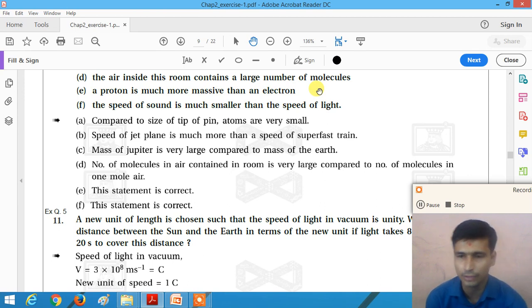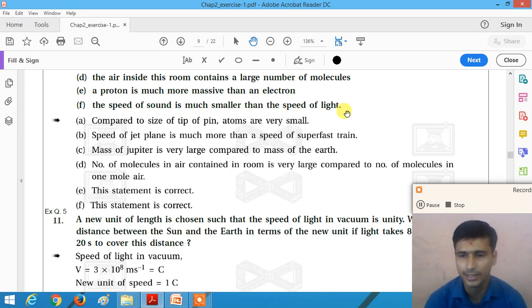So the mass of the proton is greater than the mass of the electron. So this statement is correct with the comparison to the other object. Now last one, the speed of the sound is much smaller than the speed of the light, right?